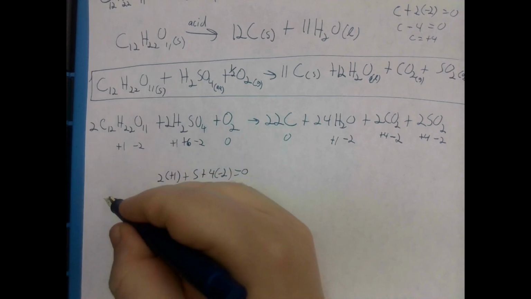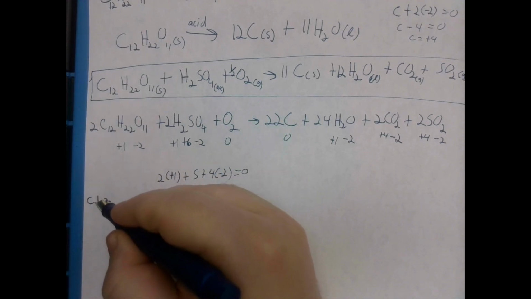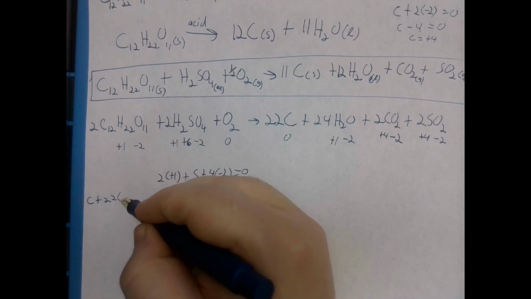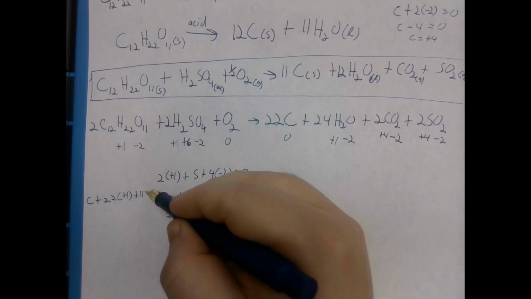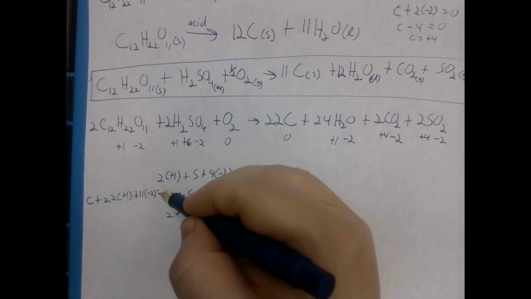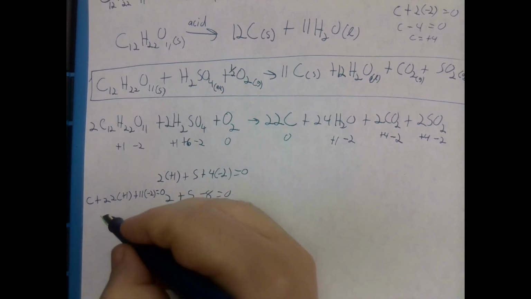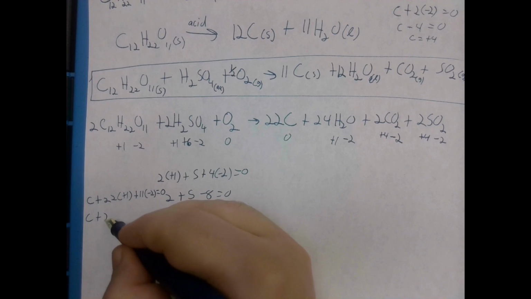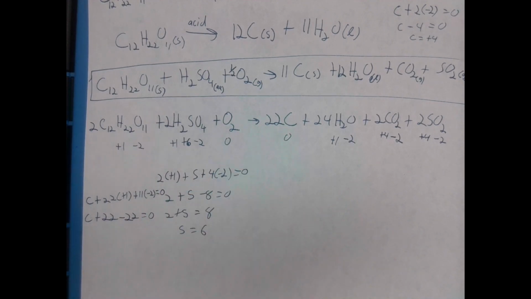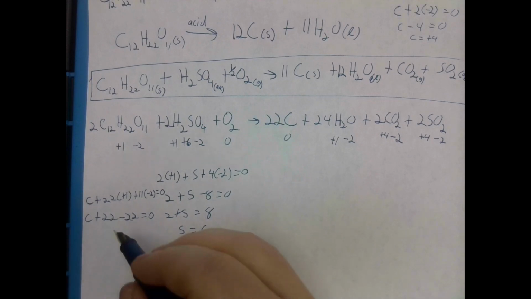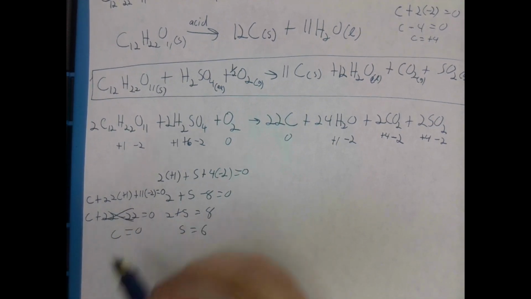So again, we have whatever carbon is, plus 22 times plus 1, plus 11 times -2 has to equal 0. So that's whatever carbon is, plus 22 minus 22 has to equal 0. 22 minus 22 is 0, so carbon is 0.